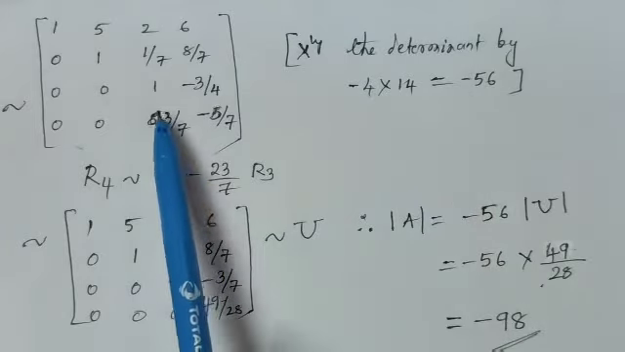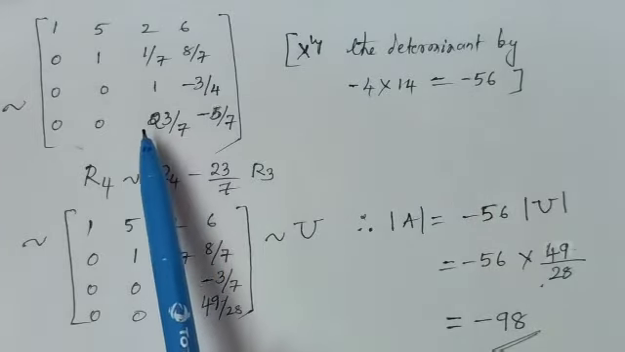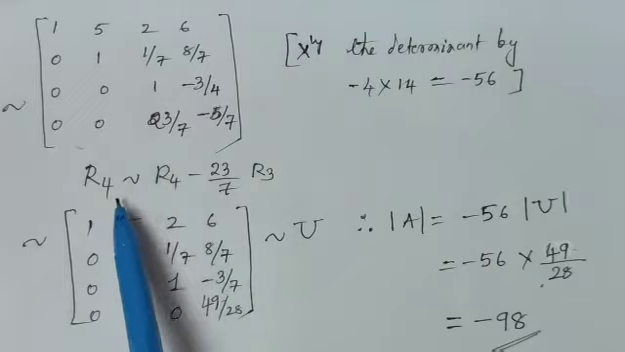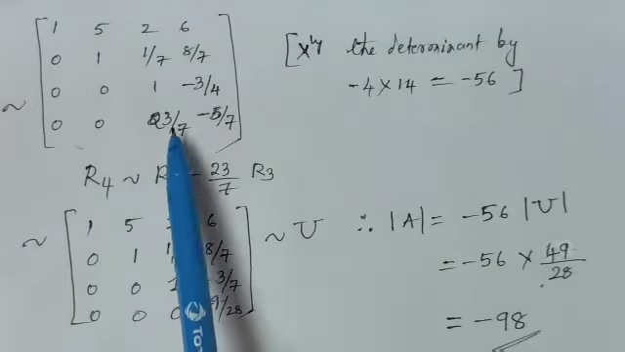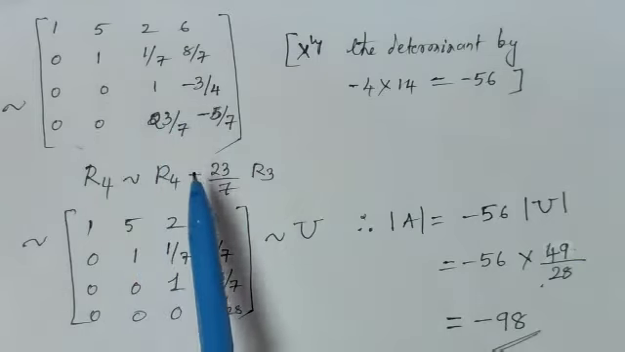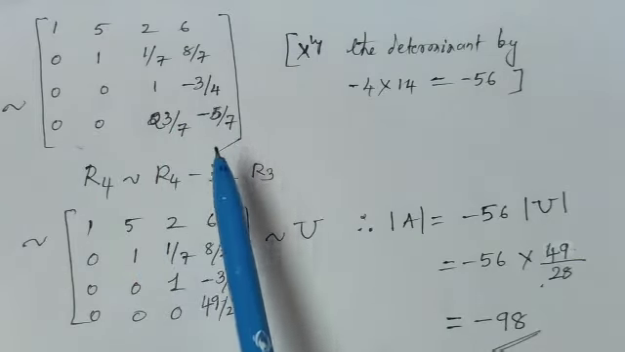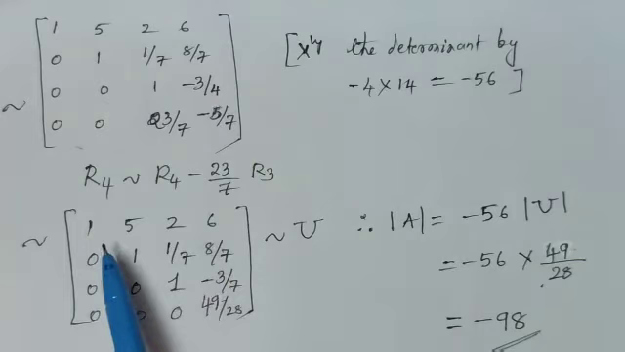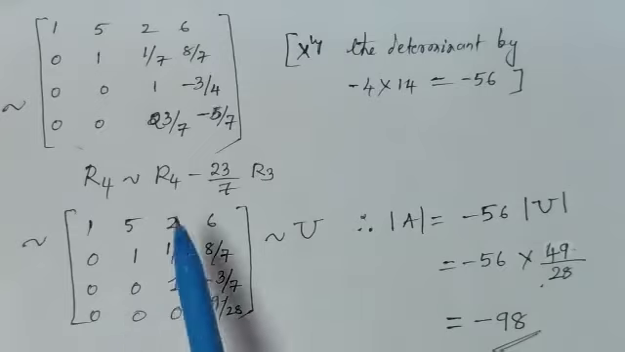Now finally I have to make this entry 0 to obtain the upper triangular matrix. So the operation is R4 becomes R4 minus 23 by 7 R3. So then I will get this matrix: 1 5 2 6, 0 1 1 by 7 8 by 7, 0 0 1 minus 3 by 7. So the last row starts with 0 0, this becomes 0.